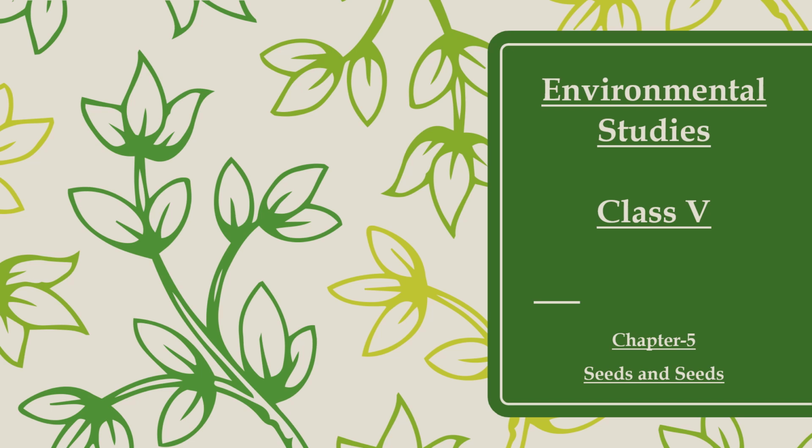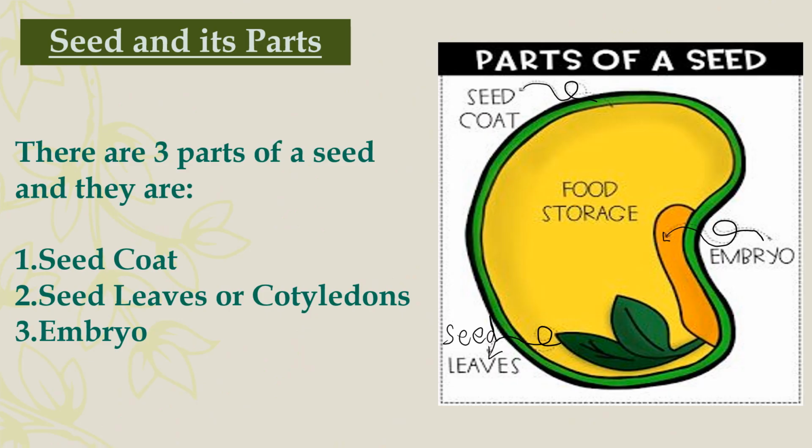So we started off with this topic, chapter number 5, seeds and seeds. And in the last class, we did seed and its parts, the outer protective covering that we see in the seeds, that is called the seed coat. And inside the seed are cotyledons, which are the seed leaves that store food for the baby plant, which is called the embryo.